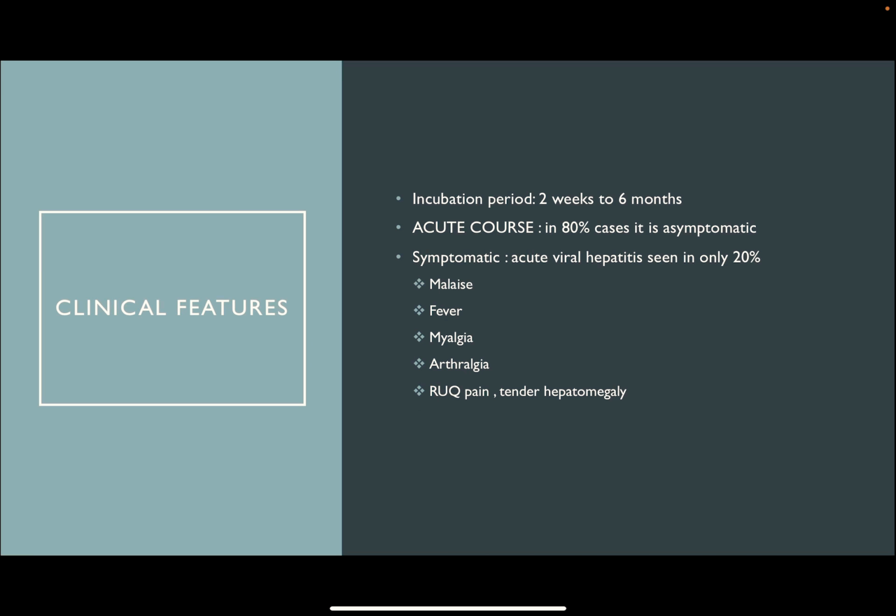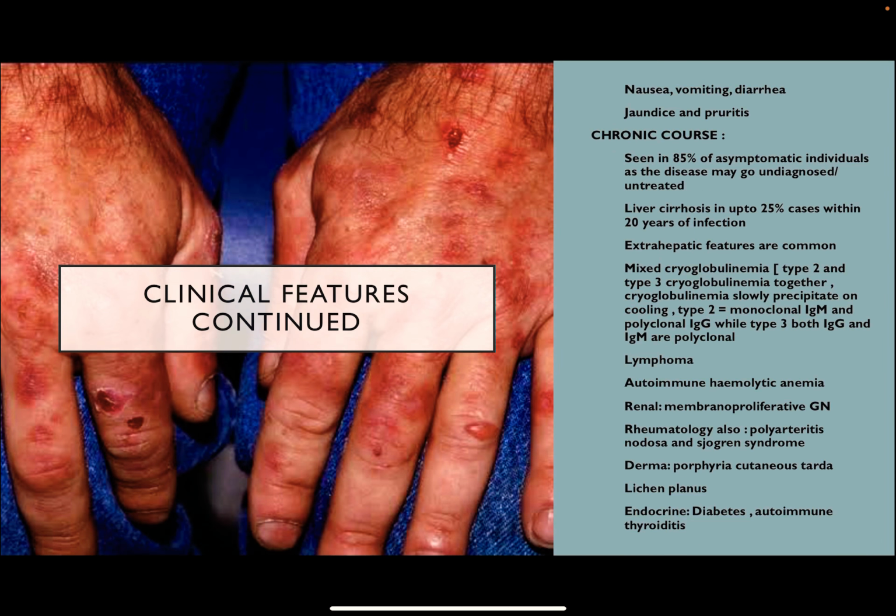Now, the clinical features. There's a 2-week to 6-month incubation period. After that, you have an acute course, which is asymptomatic in 80% of patients, which makes it more dangerous. Then, in 20% of people, it's symptomatic and can have malaise, fever, myalgia, arthralgia, and right upper quadrant pain, where you have tender hepatomegaly. Nausea, vomiting, diarrhea are also seen, as well as jaundice and pruritus or itching all over the body. Now, chronic course. It's seen in 85% of asymptomatic people, as the disease goes undiagnosed in these people. Liver cirrhosis can be seen in 25% of cases within 20 years of the infection.